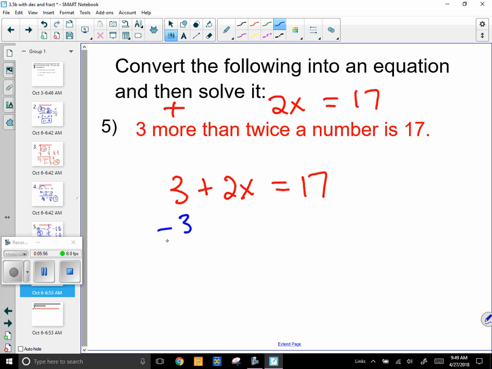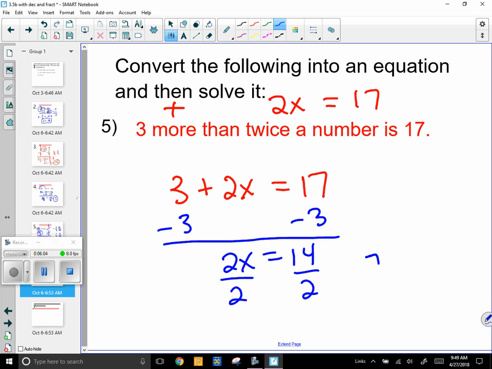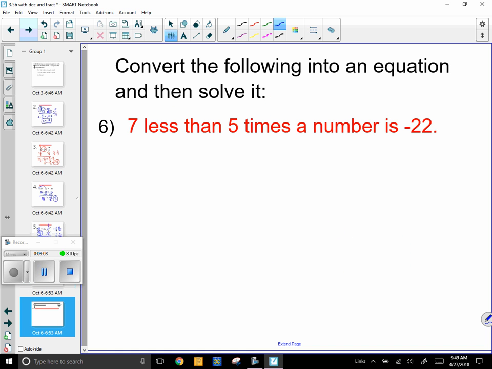All right, subtract 3 and divide by 2, and you get 7. That's it. We got one more. Pause the video, try this one on your own.